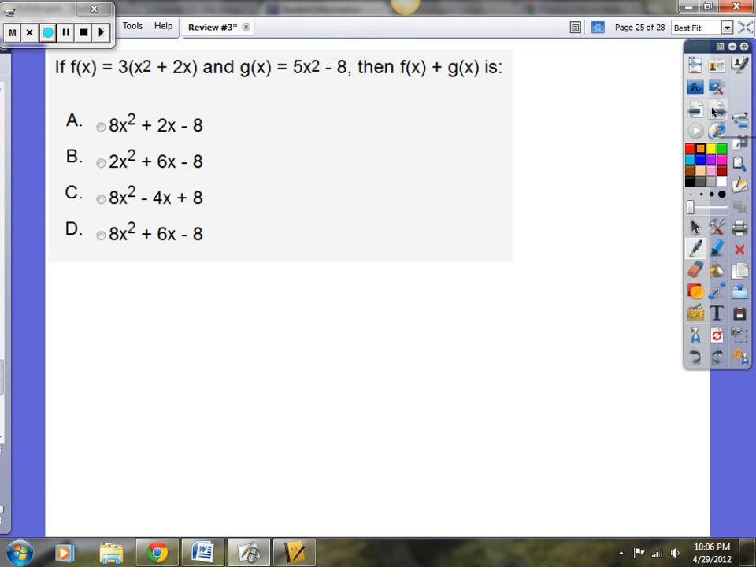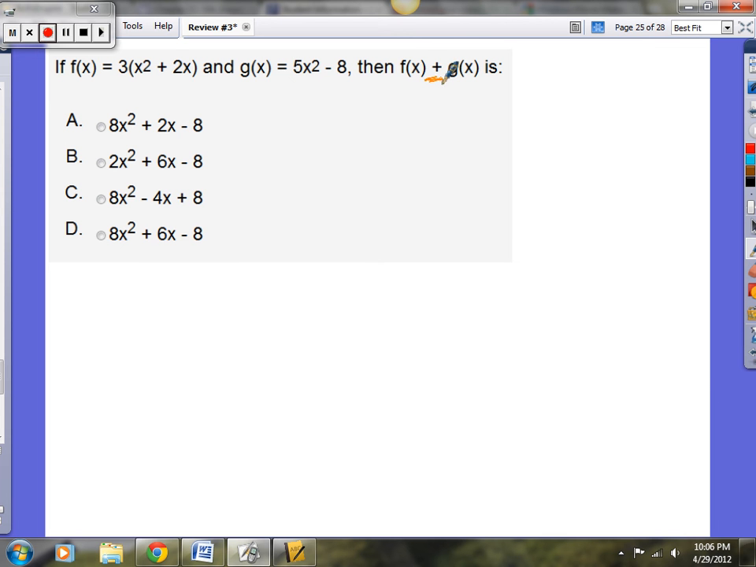Okay, let's skip this one. Two functions, f of x and g of x. They want you to add them. Okay, f of x, I'm going to simplify this first. I'm going to use the distributive property. 3 times x squared is 3x squared. 3 times 2x is 6x. And I'm going to add that to g of x, so I'm going to add 5x squared minus 8. So 3x squared and 5x squared is going to be 8x squared plus 6x minus 8. And that's going to give us D.